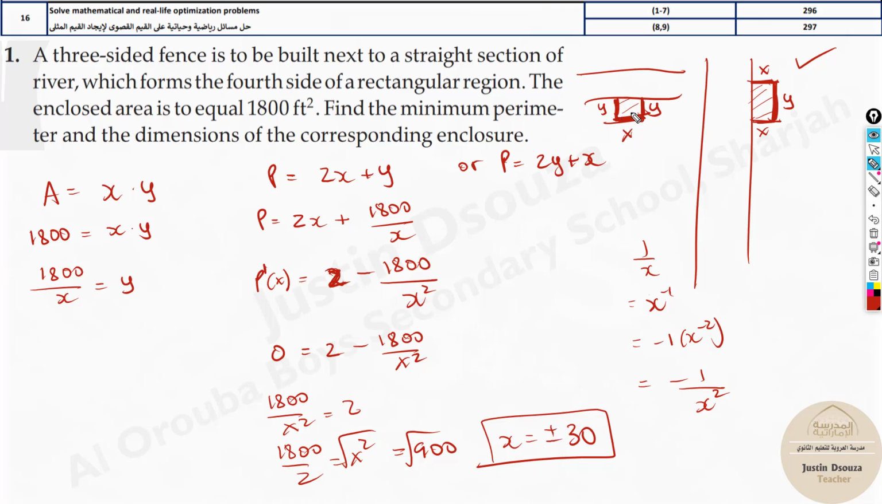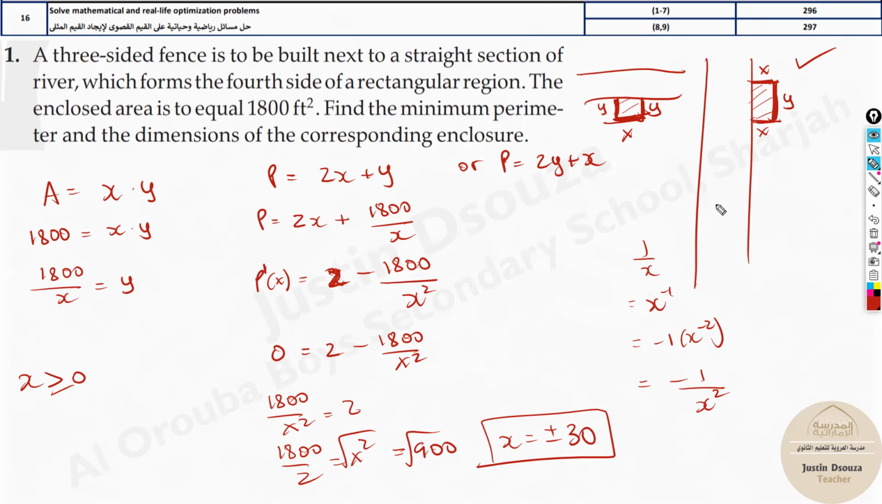X cannot be negative number. Why? Because we are dealing with the real world problems. Here there is an interval: x must be greater than 0. Okay, and over here, look, it's divided by x. You cannot have x equals 0 as well.